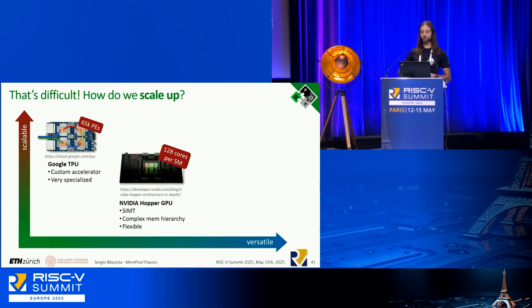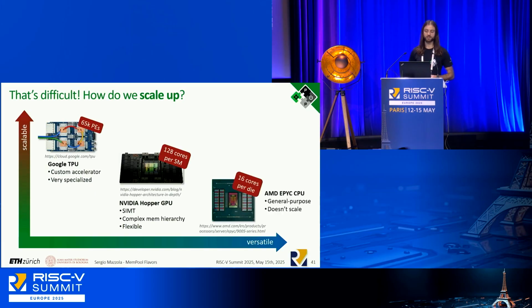So when we go on the complete other end of the versatility spectrum, we have general purpose CPUs, like the AMD EPYC series, that can scale up to 16 cores per die. And these are fully general purpose systems, so they have complex cache hierarchies and additional logic that makes them poorly scalable. So with MemPool, we want to keep the same level of versatility, but increase the number of cores in the single cluster to hundreds or thousands.